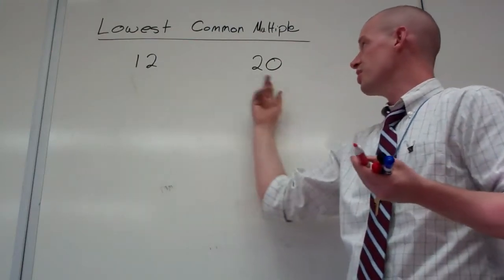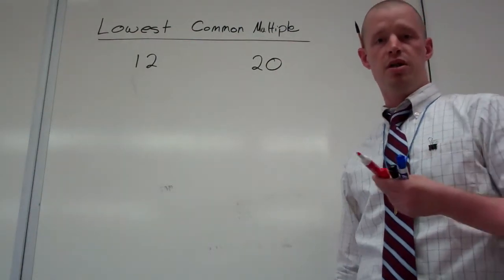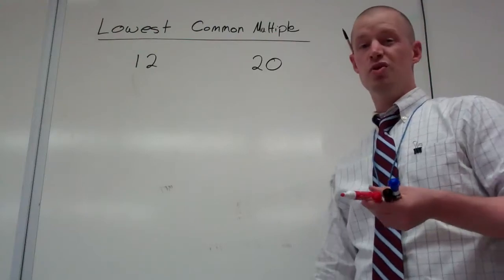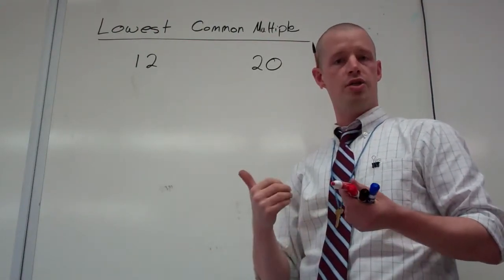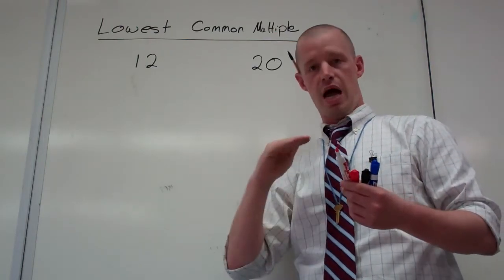I know that I can just multiply these together. That's going to give me a common multiple. 12 times 20 is going to give me 240, and I know that 12 will go into 240. I know that 20 will go into 240. Awesome. I don't want that one. I want the lowest common multiple.